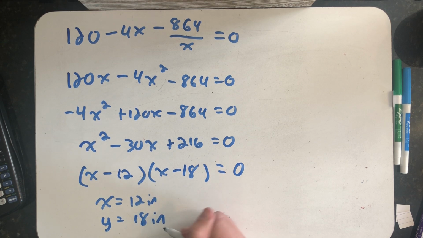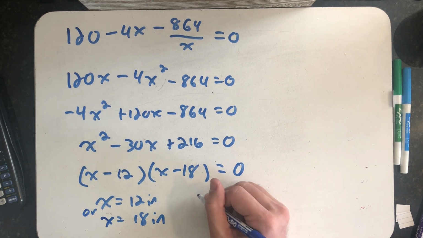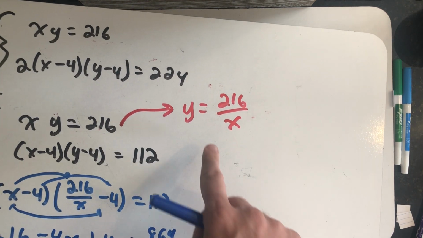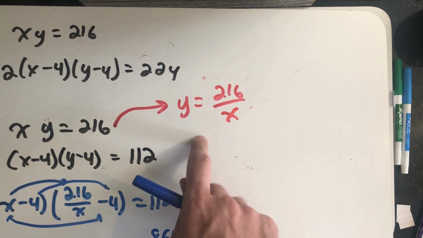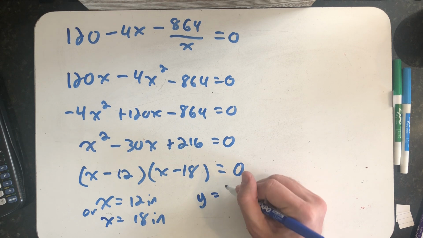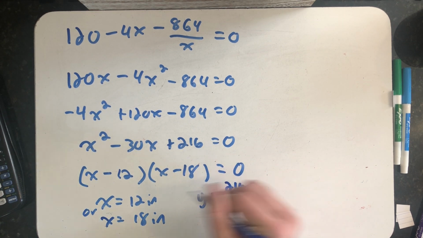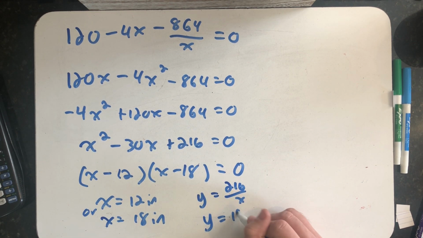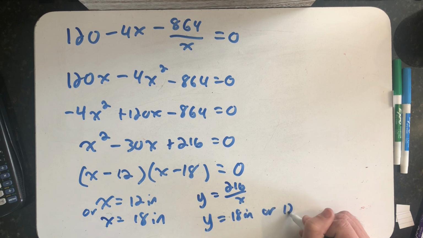These were measured in inches in our original problem. Well, those are x's. Excuse me, both of those are x's. x is 12 or x is 18. Going back to our original system, we had an equation that said y equals 216 over x. So if I divide both of those, I get y is either 18 or 12.